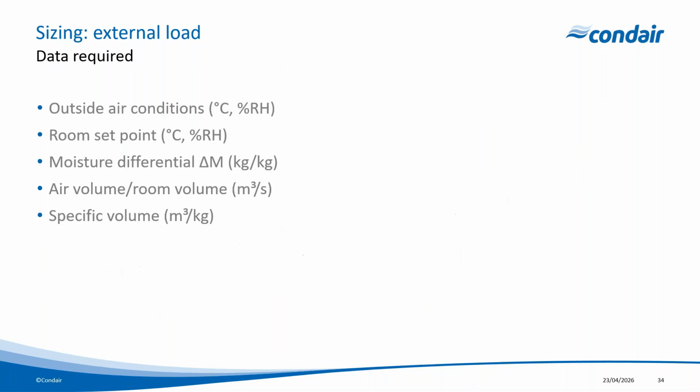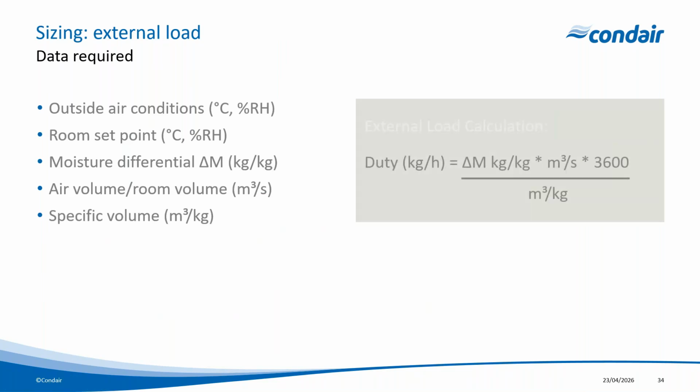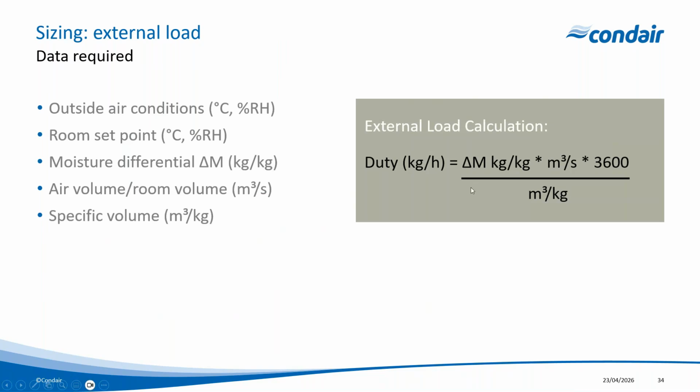So with a desiccant dehumidifier, any dehumidifier, to look at the loadings, very similar to the way we do with a humidifier, we need to look at outdoor air conditions, we need to look at the room set point, the moisture difference required, the air volume or the room volume, and the specific volume. And our duty calculation is exactly the same as it was before. We're just working down instead of up on the moisture scale. So our duty is going to be our moisture difference multiplied by the air volume, multiplied by 3600, divided by the specific volume. So very straightforward.